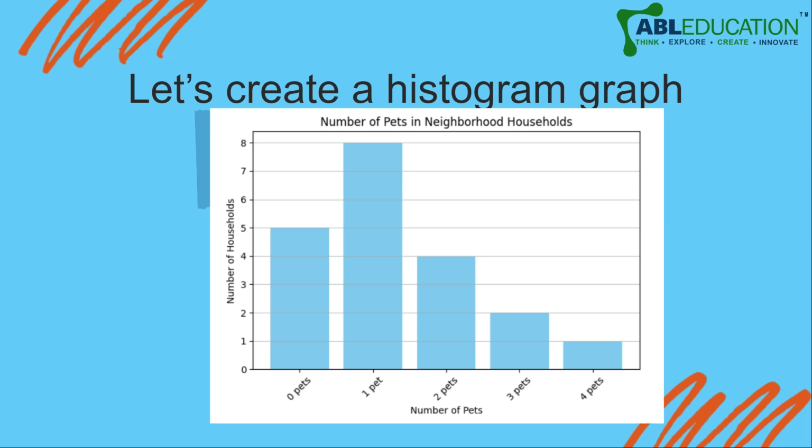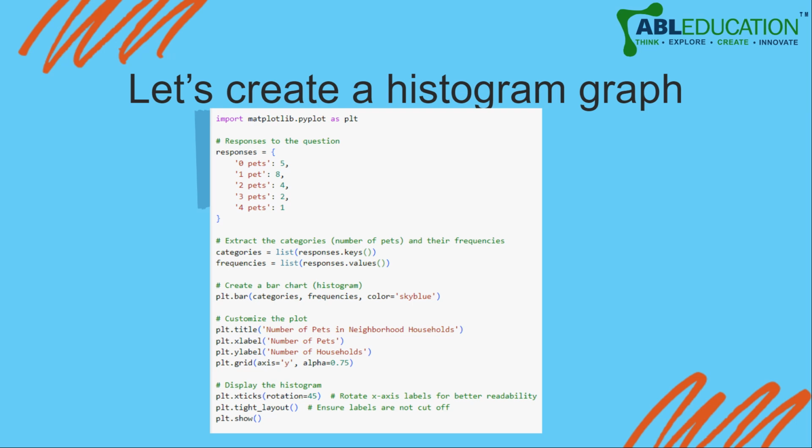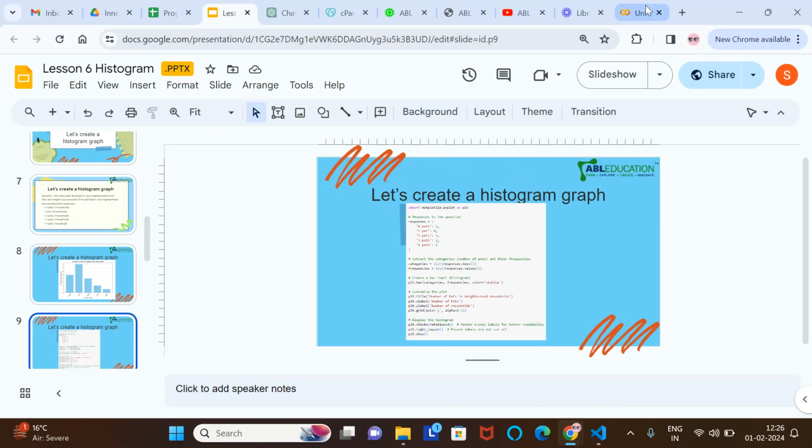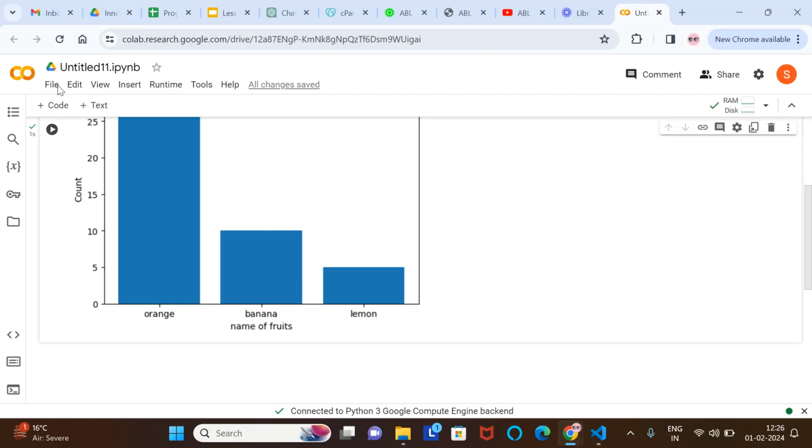Here you can see there is a range of data: zero pets, one pet, two pets, three pets, and four pets. In this way we have to represent the histogram graph. So moving on, let's move to the notebook.